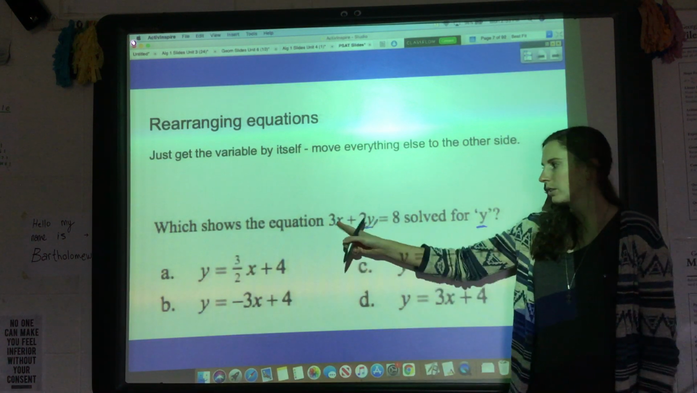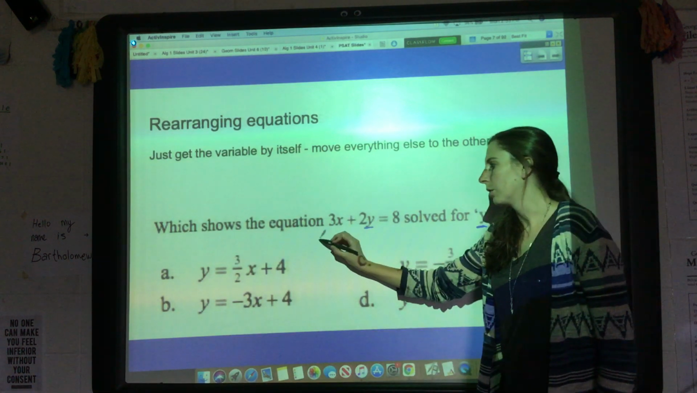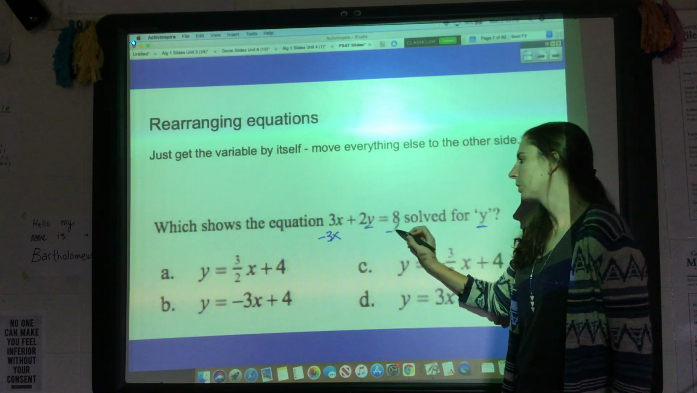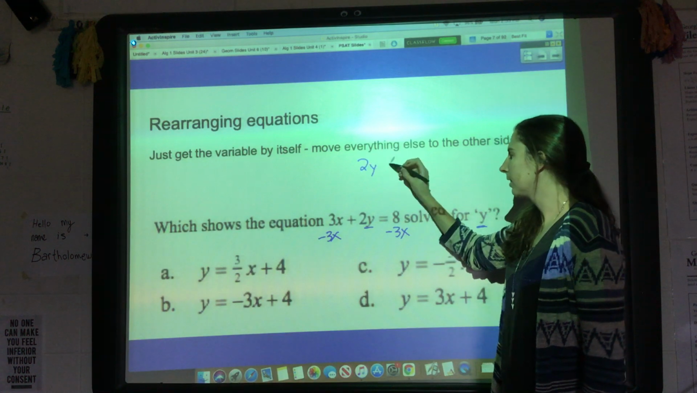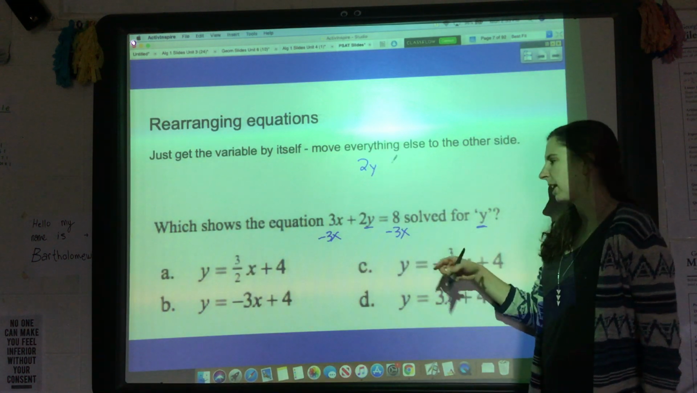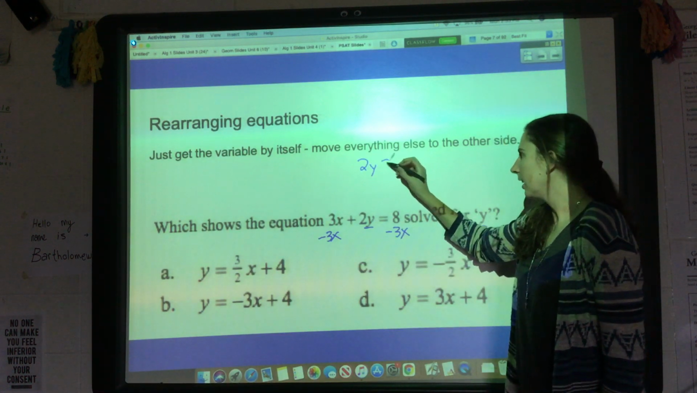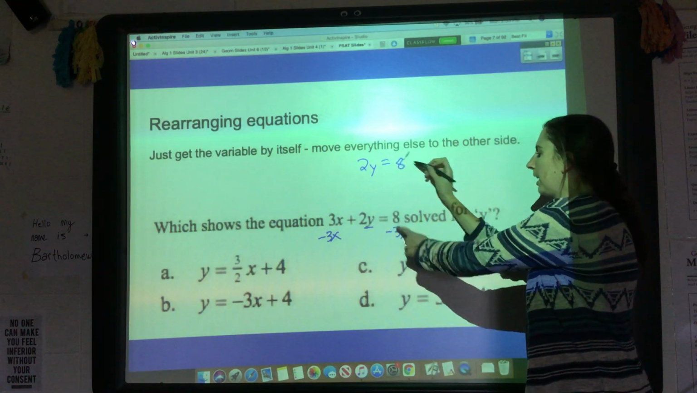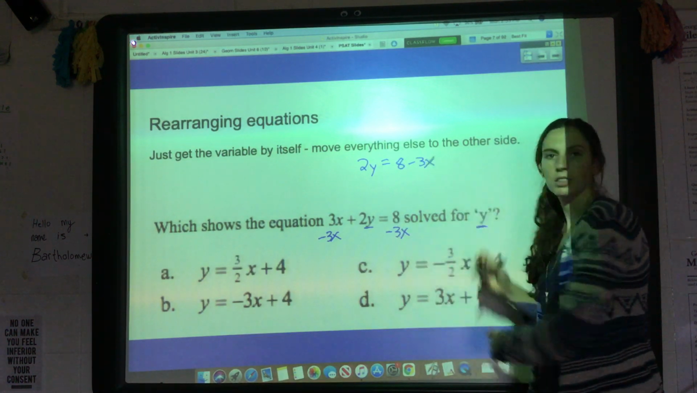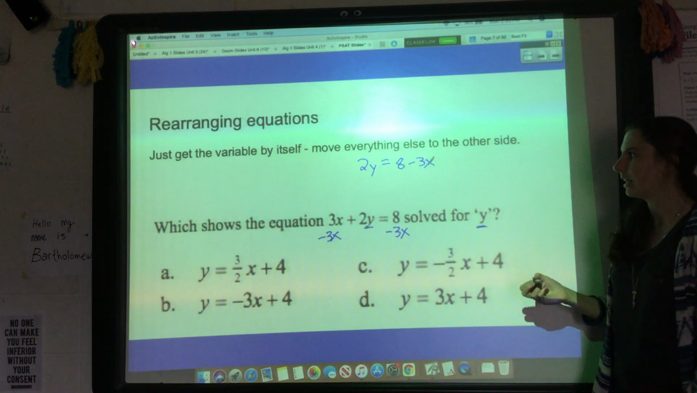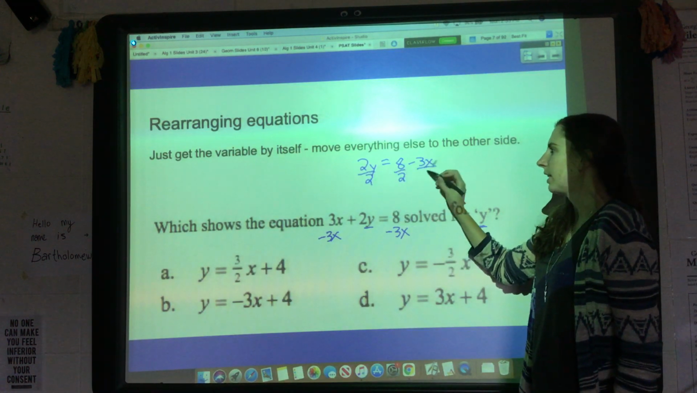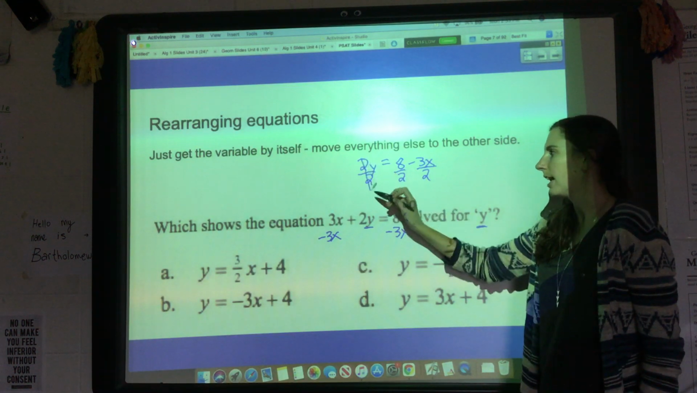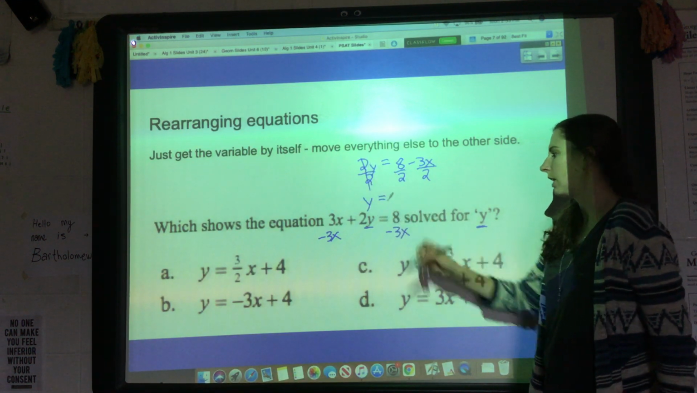The first thing to go is the addition stuff. So completely subtract 3x from both sides to get it away from 2y. You can put it in the back or front, it doesn't matter. But now I've got 8 minus 3x. Those don't combine because they're not like terms. And then to finish up, just divide by 2. And I have to divide everything over here by 2. And that leaves y by itself. I solved for y.